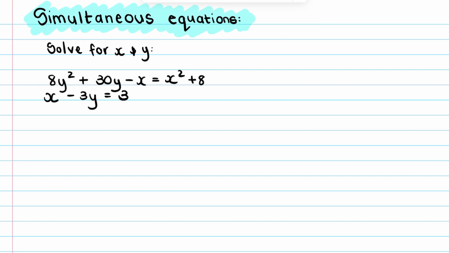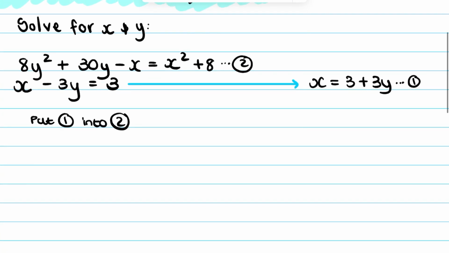So what we want to do is identify our simplest equation, and I would say that this one is the simpler version because it's going to be way easier for me to make x the subject of that formula. So it's going to be x is equal to 3 plus 3y. Then I'm just going to name that 1, and I'm going to name my other equation 2. And then I'm going to say put 1 into 2, and now we can get cracking.